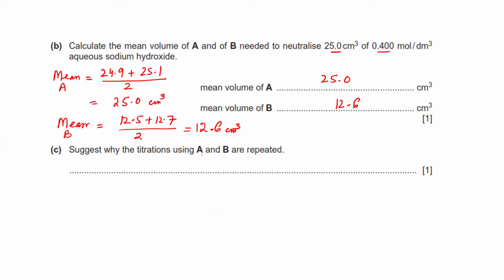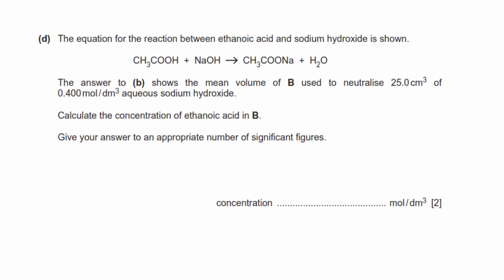Then it says suggest why the titrations A and B are repeated. Basically, in these neutralization reactions, acid and base titrations, we have to repeat the process to ensure repeatability and consistency of the results.